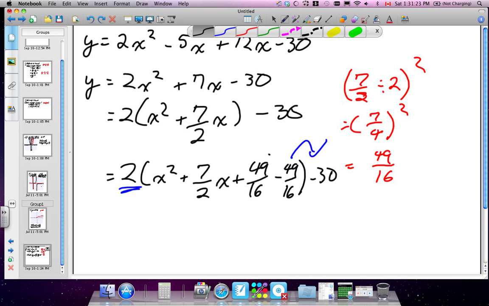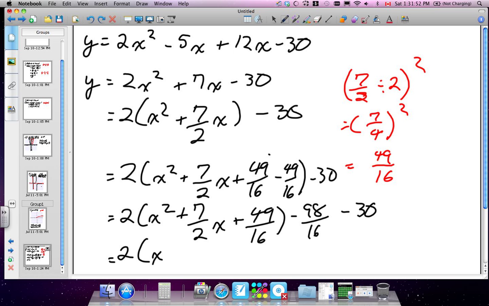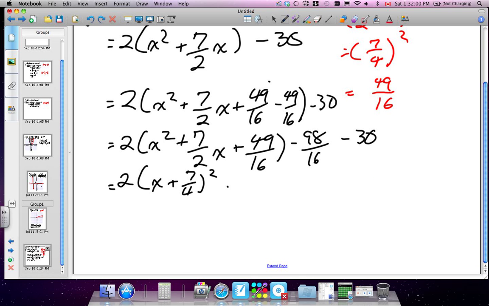So it becomes 2 times x squared plus 7 over 2 x plus 49 over 16. And then subtract 98 over 16 minus 30. Okay, does that make sense? And then here we know that because that's a positive sign, we can break it into x plus, and the square root of this is 7 over 4. And we put the square. The only thing we have to deal with left is the negative 98 over 16.